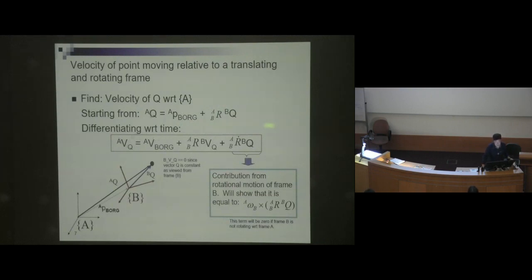So you will have your AQ, and when you do the differentiation, you will have your AVQ, the velocity of point Q. The differentiation of the APB origin will be AVB origin. And then if you do the differentiation over here, you will end up with ABR BVQ plus ABR dot BQ. This ABR dot BQ is a contribution from the rotation motion of frame B. So what we want to show is that this term is equal to A omega B cross ABR BQ.